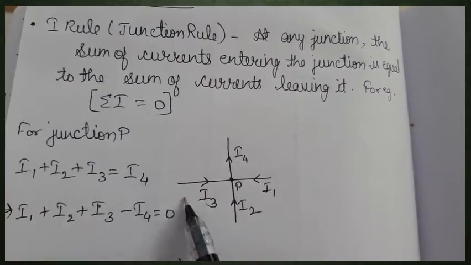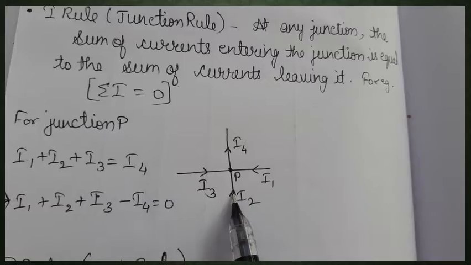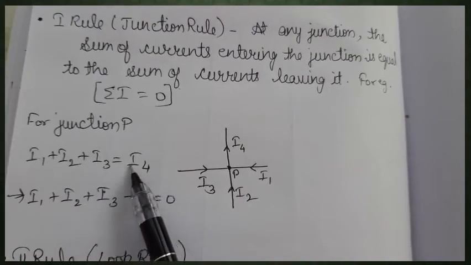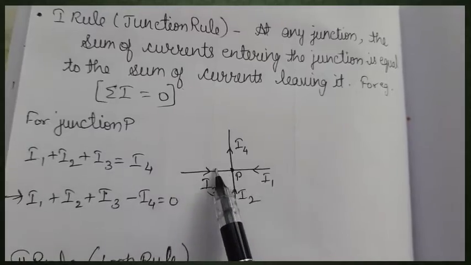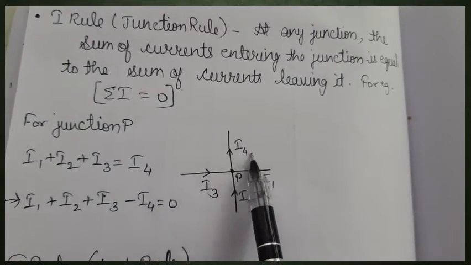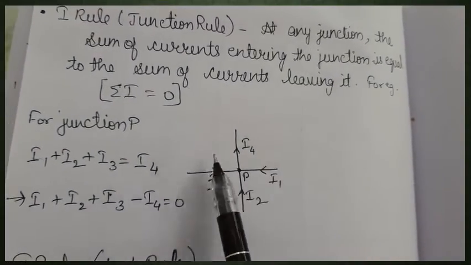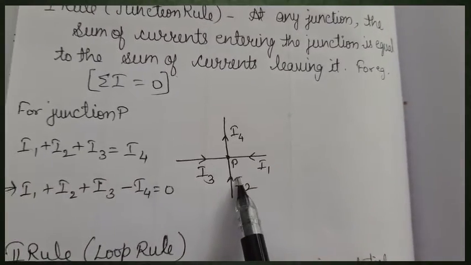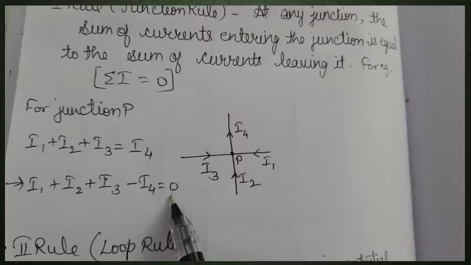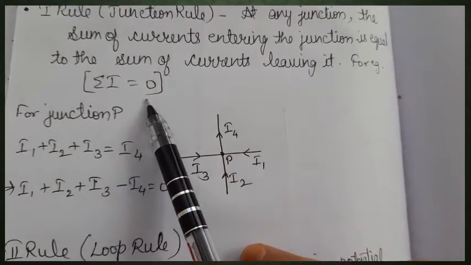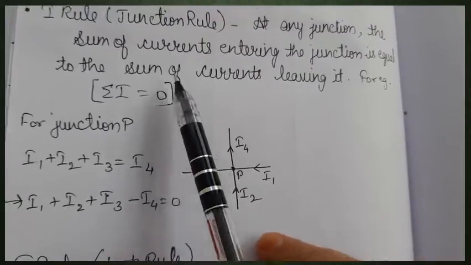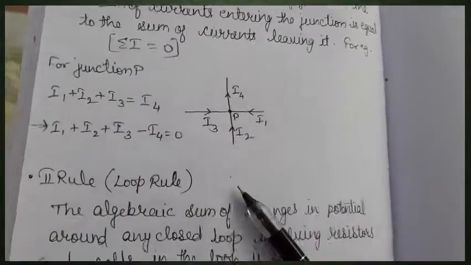Then at junction P, the currents I1, I2 and I3 are entering the junction. So the sum of currents entering the junction is equal to the sum of currents leaving it. There is only I4 leaving the junction, so the sum of I1, I2, I3 is equal to I4, and we can further solve it. So in general, the rule can be written as summation I is equal to 0. This is Kirchhoff's first rule or junction rule.